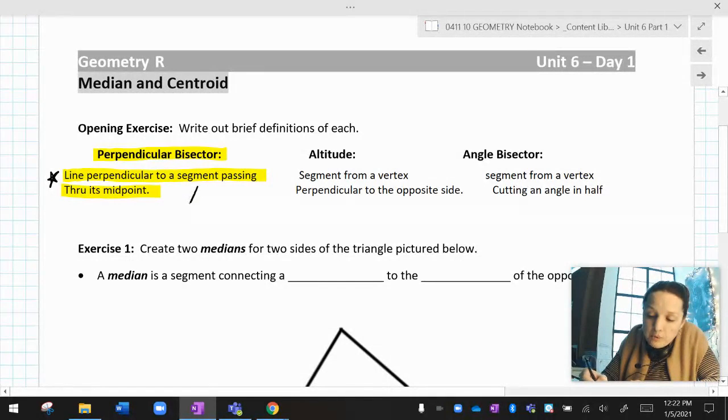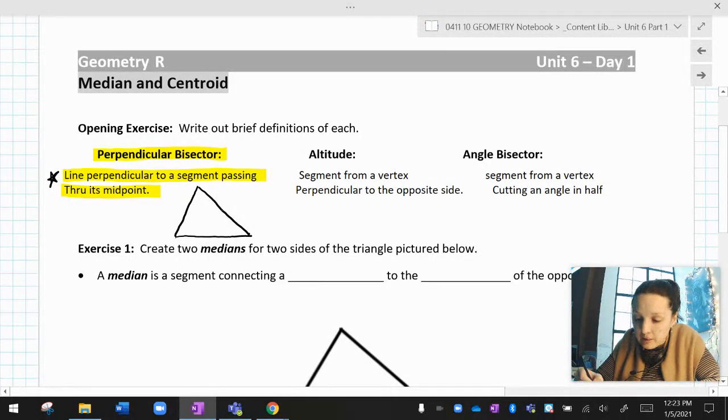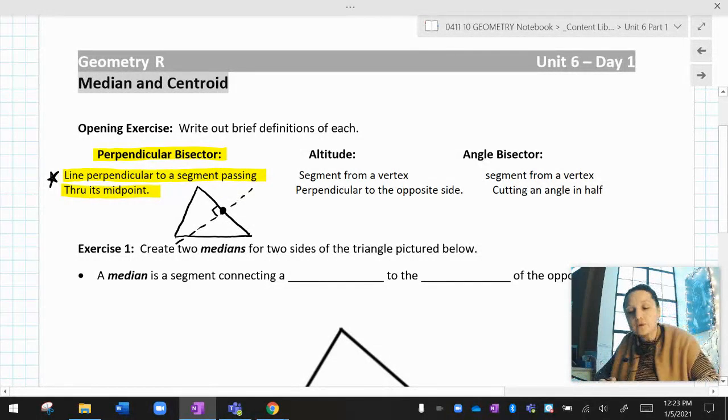And then if I was going to draw a perpendicular bisector in a triangle, I could draw one to any one of the sides. I'm going to just randomly pick this one. A perpendicular bisector has to pass through the midpoint and make a 90-degree angle with that side. So this would be a perpendicular bisector.